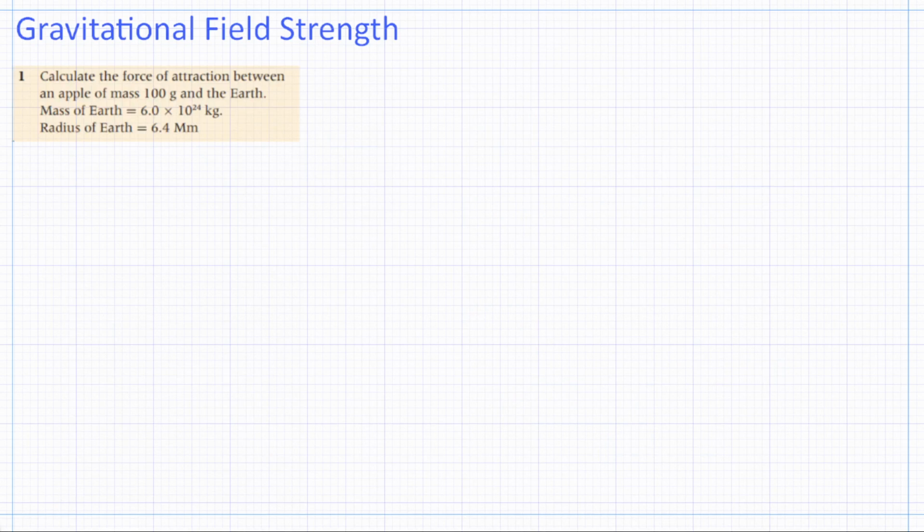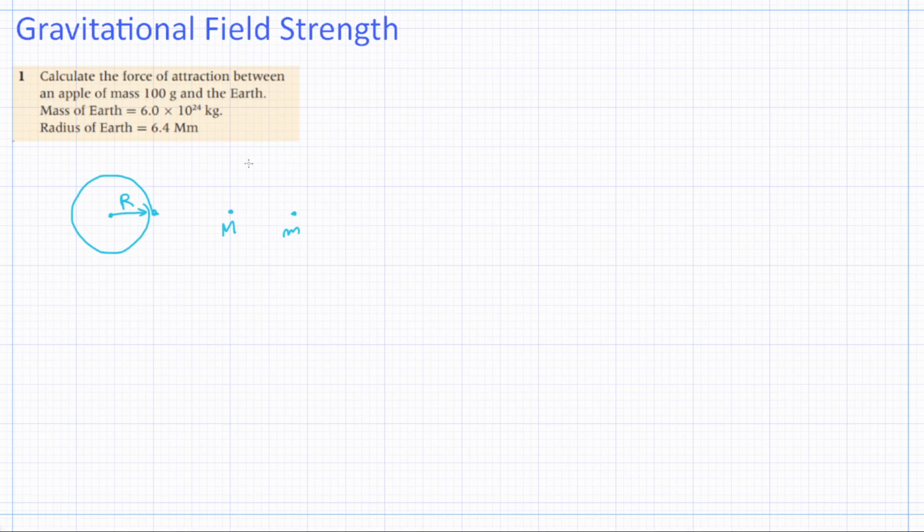So, a fairly straightforward question. Calculate the force of attraction between an apple of mass 100 grams and the Earth. This is the kind of problem where I told you that you should take into account the radius, right? So basically, if it's on the surface, the radius will be the distance between our two masses. So we would have a mass capital M and a mass lowercase m.